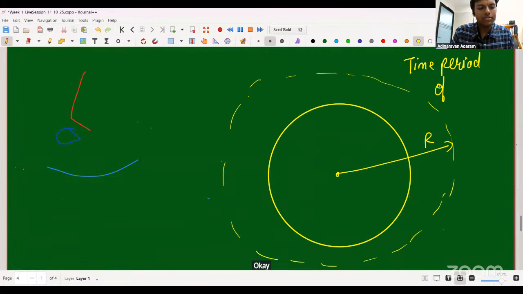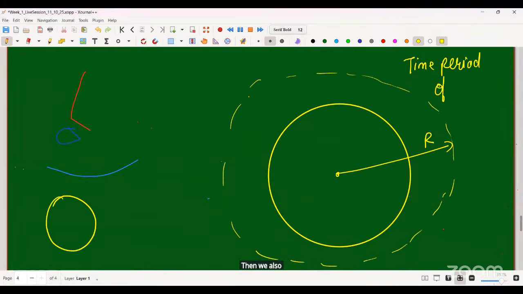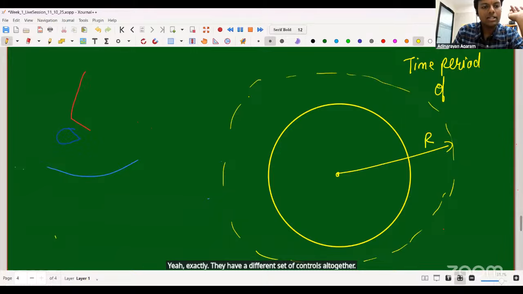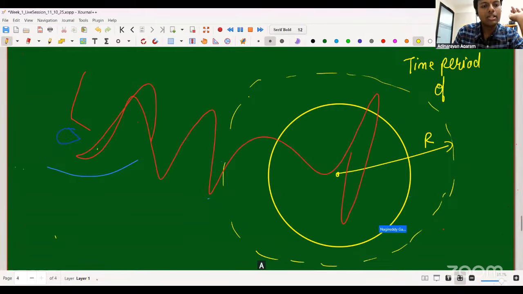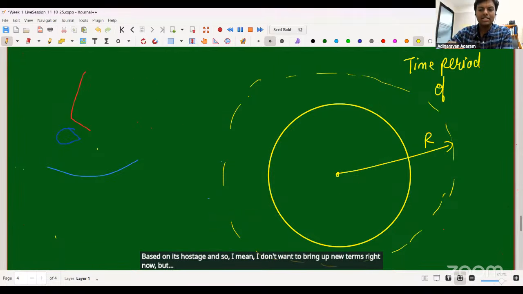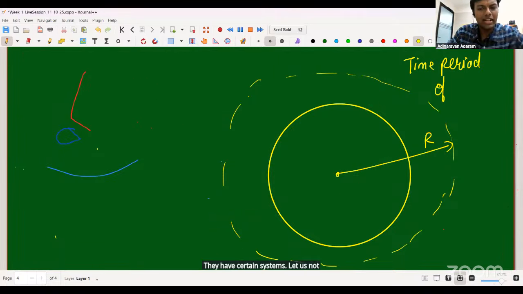If you go into atmosphere, slowing down spacecrafts, airships, yeah, exactly, they have a different set of controls altogether. Say you have a rocket. A rocket is slowed down and speeded up based on its thrust itself. I don't want to bring up new terms right now, but they have certain systems. Let us not get very deep into it, but there are a few control systems.